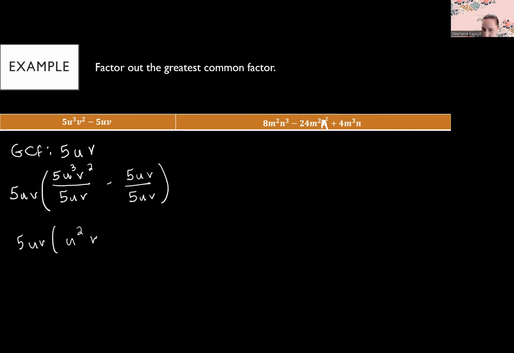So I get u squared v minus. And then I have 5 over 5, which again divides to 1. This time I will write the 1 because I noticed that the u's and the v's are going to cancel. So everything's going to cancel, so I have to write a 1 there so that I have something actually there. So we have 5uv and then in parentheses u squared v minus 1.